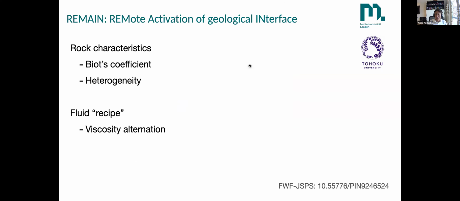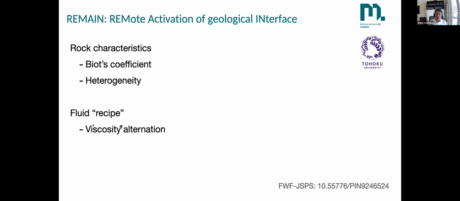At the moment, our university, Montanuniversität Leoben, and Tohoku University have a joint project called REMAIN, Remote Activation of Geological Interface. Here we are looking at the characteristics of the rocks. When we have heterogeneity, especially in the Biot coefficient, supercritical or low viscosity fluid seems to have an impact on how fractures form when rock samples are heterogeneous.